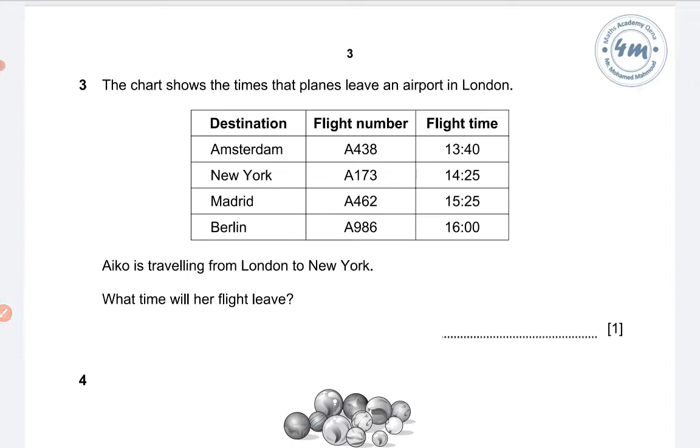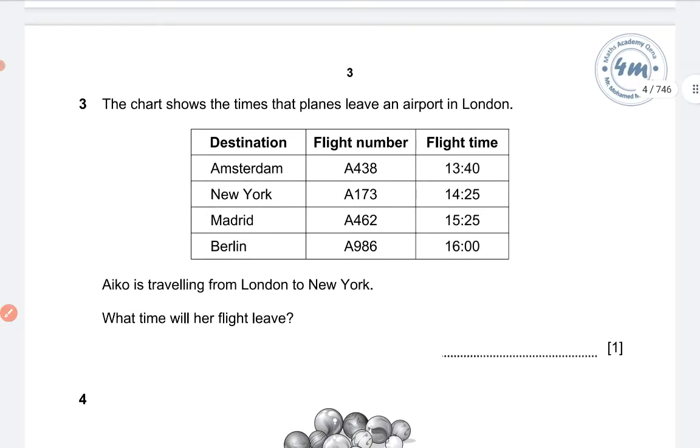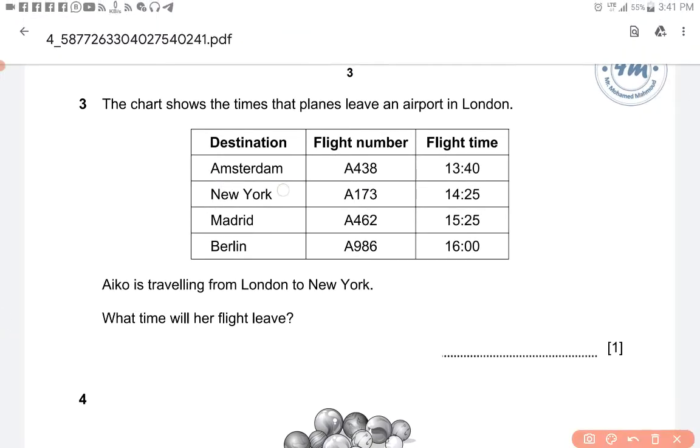The chart shows the times that the planes leave the airport in London. Echo is traveling from London to New York. What time will her flight leave? Find New York here, and here is the flight number, and here is the time. So you write the time 14:25.